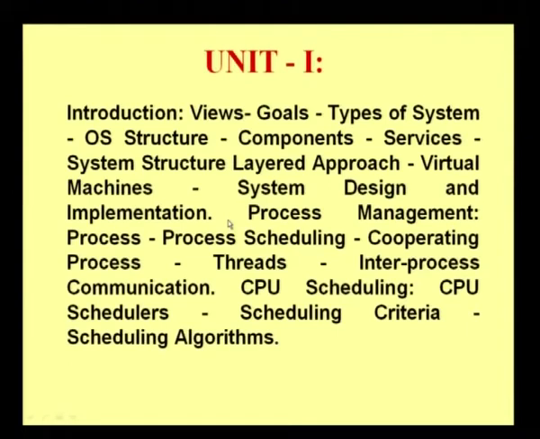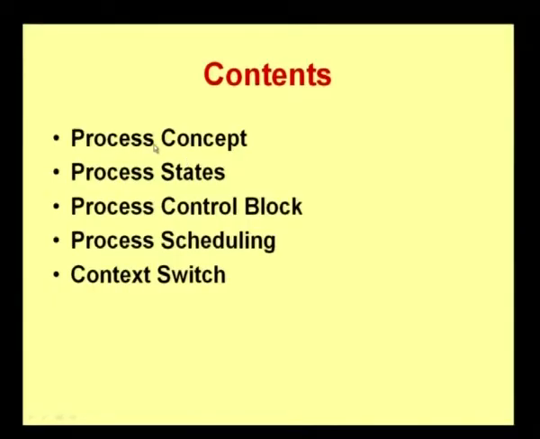Unit 1 comprises many different topics, out of which in this session we are going to see topics on process management: the process and the different types of process, the process features, process scheduling and process control blocks. In today's session the contents are the process concept, what is a process, what are its features, what is a process state, what are the different process states available, what is a process control block, what are the contents available inside this process control block, what is process scheduling, what are the different types of schedulers, and then about a context switch.